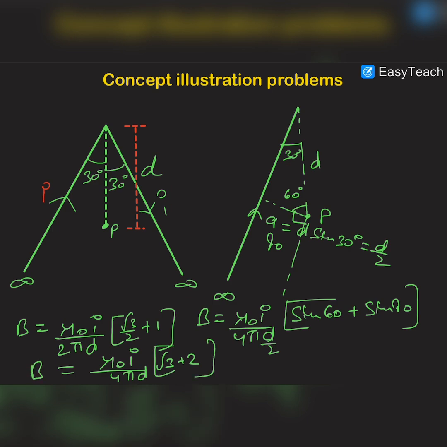This is B. And the net magnetic field, B net, will be equal to twice of B, and twice of B will be equal to mu naught I by 2 pi d into root 3 plus 2. And the direction, we have already seen that direction will be inside the plane of the paper, which is represented by a cross. Now let us move on to the next question.